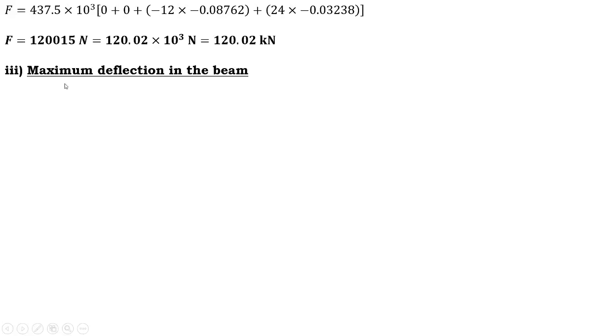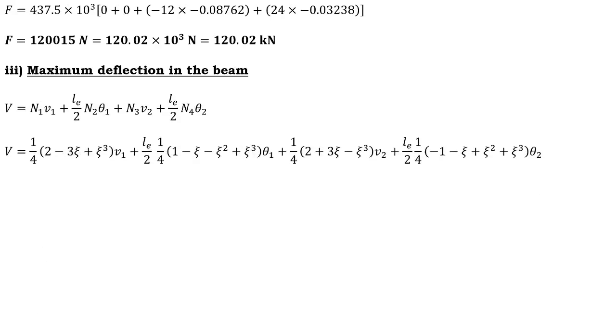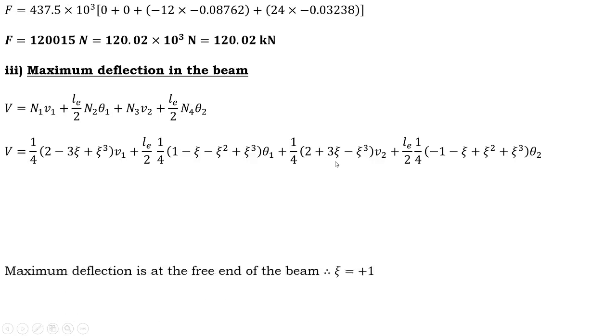Now I'll come to the third one, that is the maximum deflection in the beam that I need to calculate. For that I'll consider the deflection equation using the shape function. So this is v equal to N1 v1 plus Le by 2 N2 theta 1 plus N3 v2 plus Le by 2 N4 theta 2. So this is my deflection equation with the help of shape function. So let us substitute the values of N1, N2, N3, N4 in the above equation in the form of zeta.